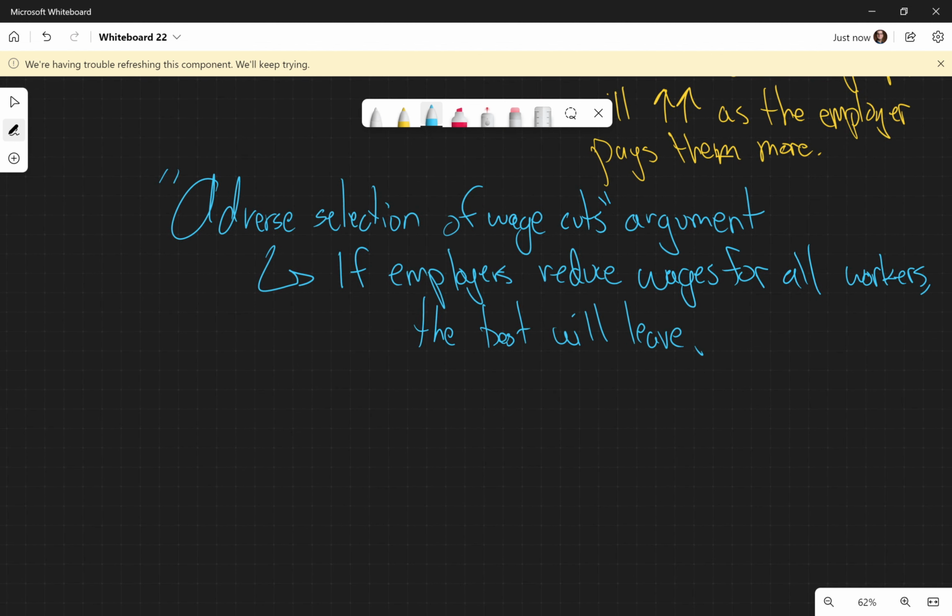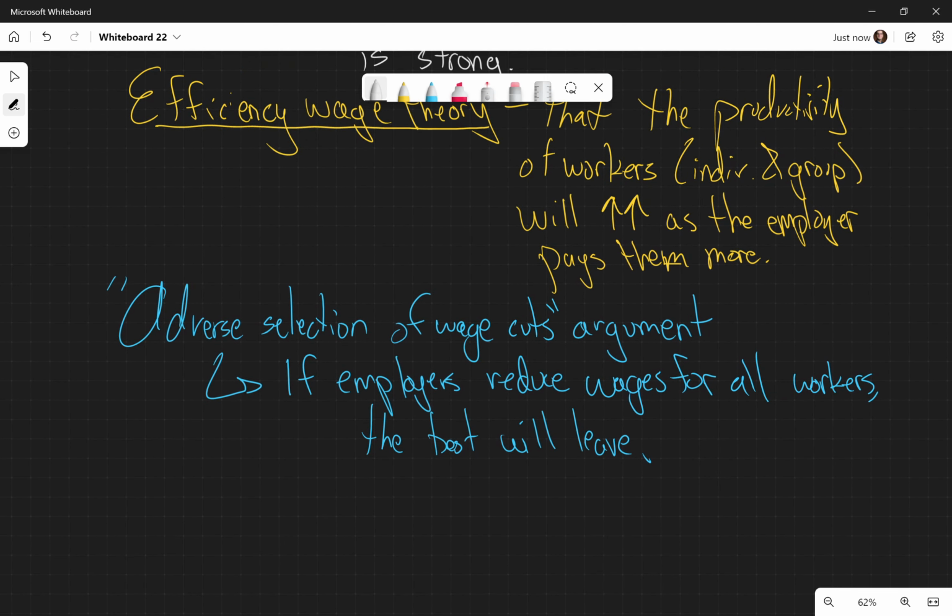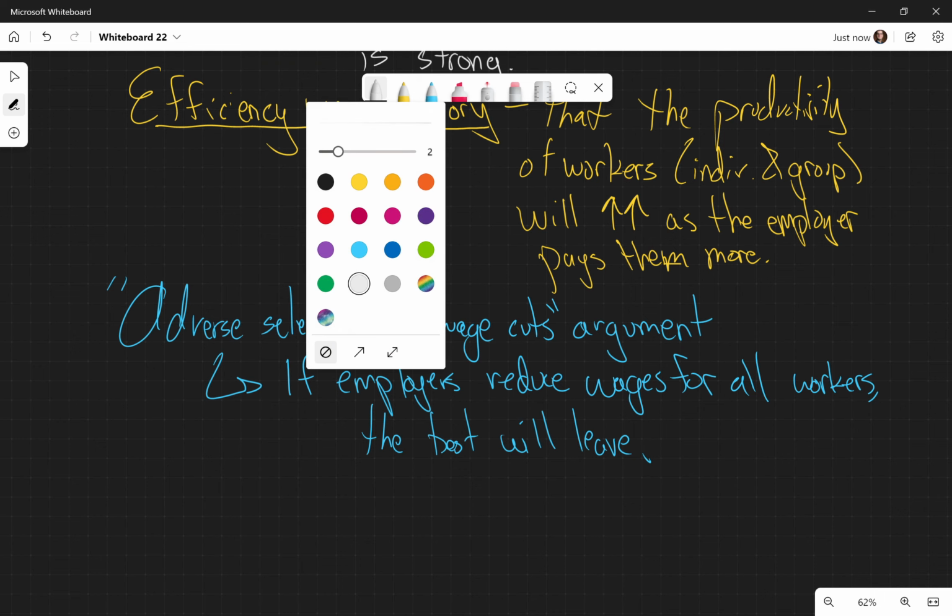Couple more of these theories. I know I said last one, but there's a couple more I forgot about. And this kind of has to do a little bit with the efficiency wage theory model. So this notion of insider outsiders.